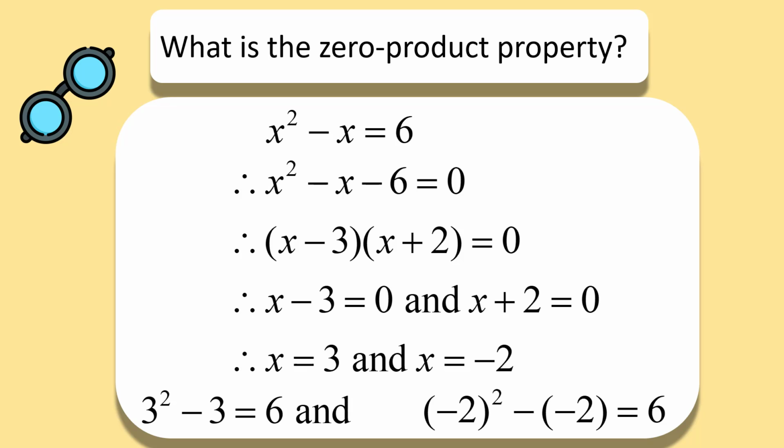Let's test. Is 3 squared minus 3 equal to 6? Yes. What about negative 2 squared minus negative 2? That is also equal to 6. So we've solved for x. x has got 2 solutions.